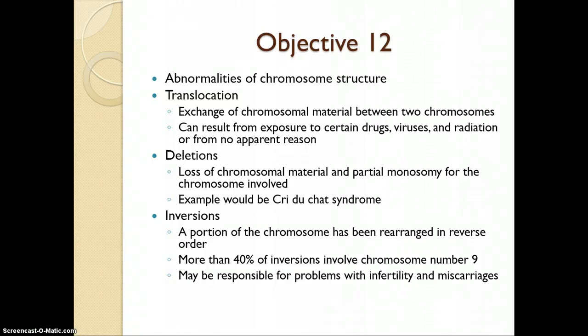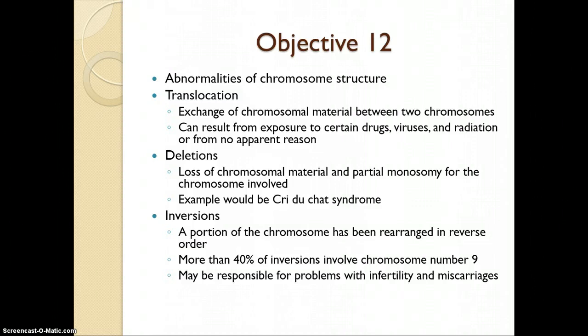Deletions are another abnormality of chromosomal structure. With deletions, there's a loss of chromosomal material and a partial monosomy for the chromosome involved. An example of this would be Cri-du-chat syndrome. In Cri-du-chat syndrome, there is a deletion of the short arm of chromosome 5 and a deletion of the long arm of chromosome 18. Cri-du-chat literally means cry of the cat. Newborns that have this syndrome actually sound like cats meowing when they cry.